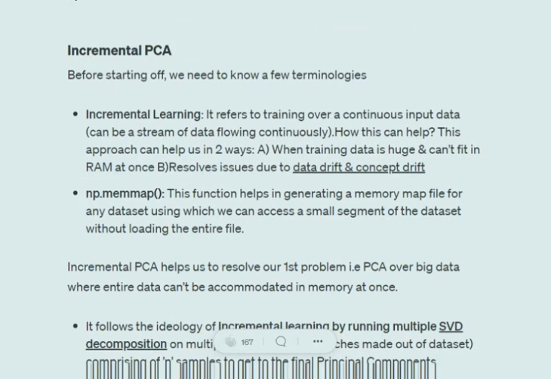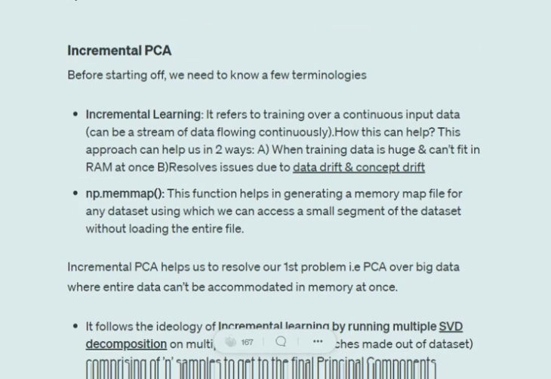So incremental PCA works on the ideology of incremental learning, that is training over continuous input data, something you can call a streaming data set. This can help us in two ways. One is that when the data set is huge, you can't fit it in your computer system, so in that case it can be helpful. And also it can help us in resolving problems due to data drift and concept drift. You can look up what data drift and concept drift are in my previous videos.